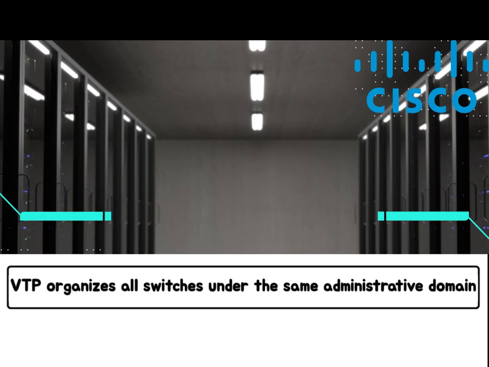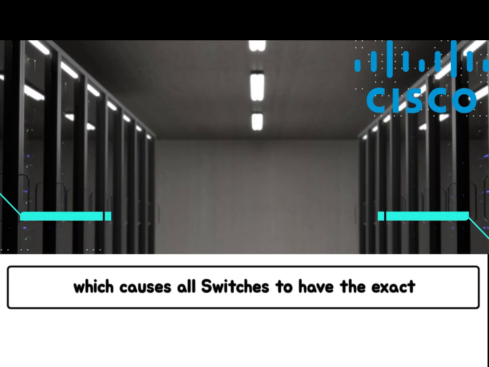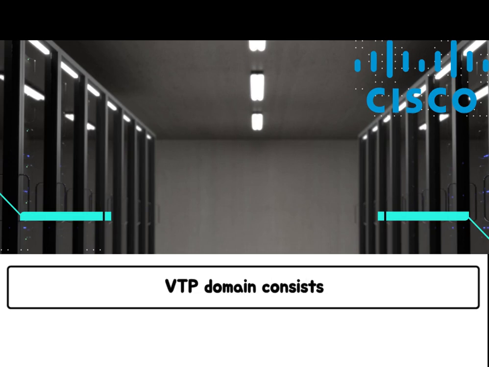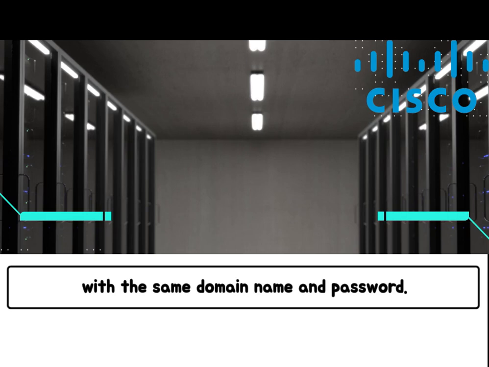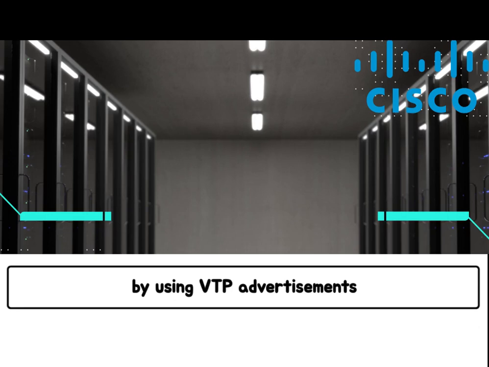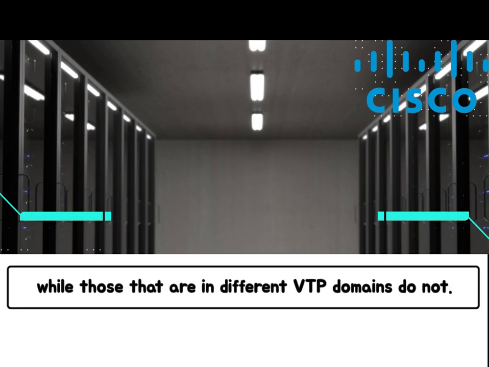VTP organizes all switches under the same administrative domain, which causes all switches to have the exact same configuration of VLAN information. A VTP domain consists of a set of interconnected switches with the same domain name and password. All switches in the same domain share VLAN configuration details by using VTP advertisements, while those that are in different VTP domains do not.